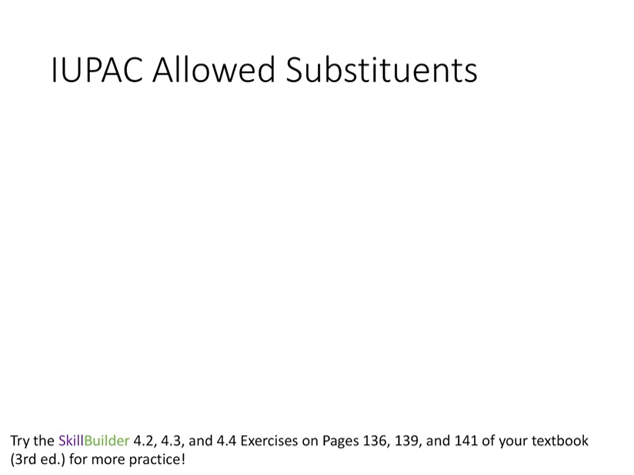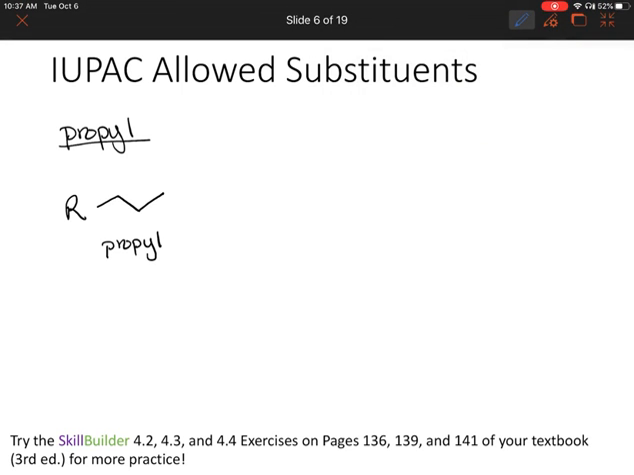Okay, so we talked about methyl substituents, we talked about ethyl substituents, but what about propyl substituents? So substituents that have 3 carbons. All right, so I'm going to use R as a placeholder for our parent chain. And then one option for a propyl group is just a straight chain of carbons. So we would again call this a propyl substituent. So there's 1, 2, 3 carbons there.